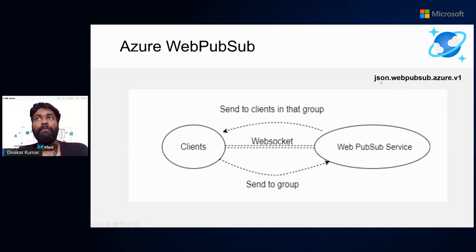It is json.webpubsub.azure.v1. This is a sub-protocol that you need to mention whenever you are initializing this WebSocket within your JavaScript. If you have done this step, you will be able to interact with this Web PubSub service directly from the client without having an intermediate server in the middle.